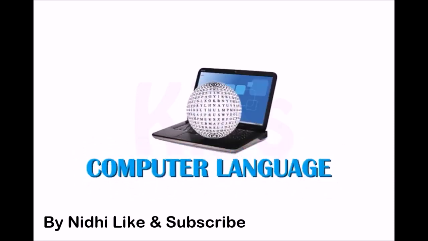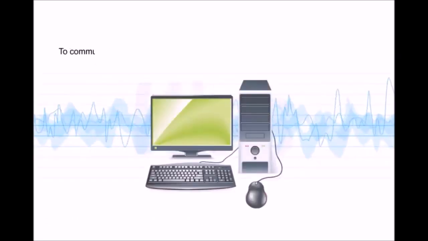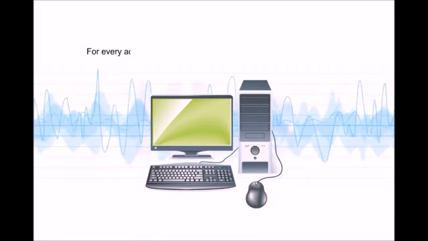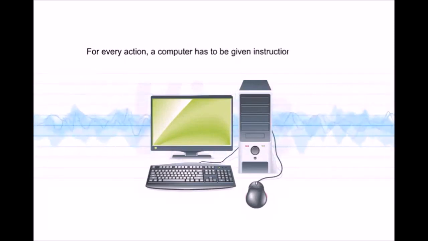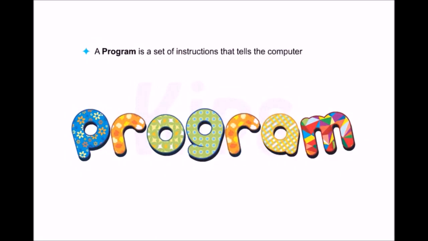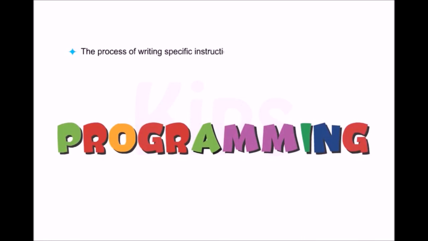Hello students, today we will learn about the computer language. Language is a medium to express our views and feelings. To communicate with a computer, we need a language that a computer understands. For every action, a computer has to be given instructions accordingly. A program is a set of instructions that tells the computer what to do. Who is she? She is Lady Ada Lovelace, first computer programmer. The process of writing specific instructions in a computer language is called programming.